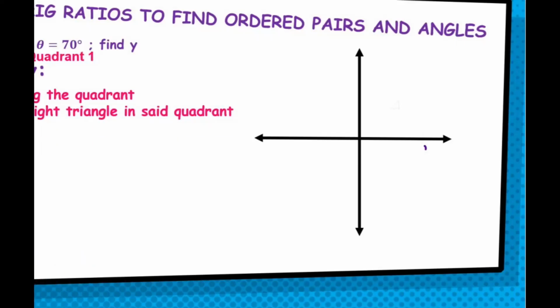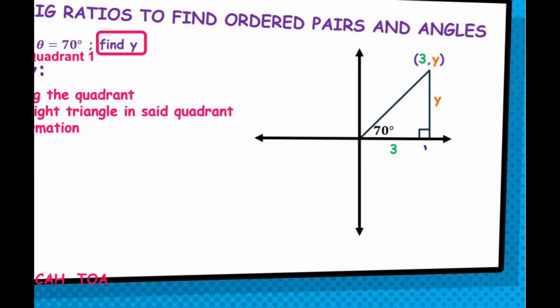I'm going to go ahead and start making my right triangle in the quadrant that I said it was in. So it's going to look something like this. And then I'm going to fill in my information. So I'm given an x value of 3, an angle of 70, and I'm trying to find y. So with respect to this angle, what two sides do I have labeled? I have the opposite of that angle and the adjacent side of that angle.